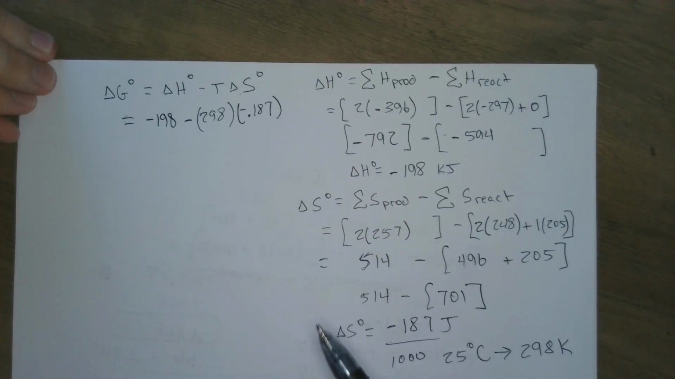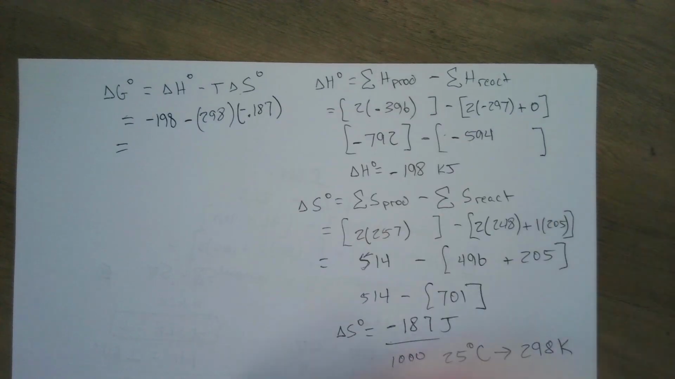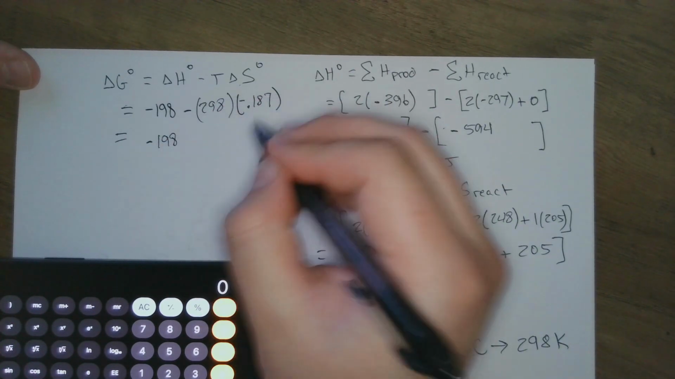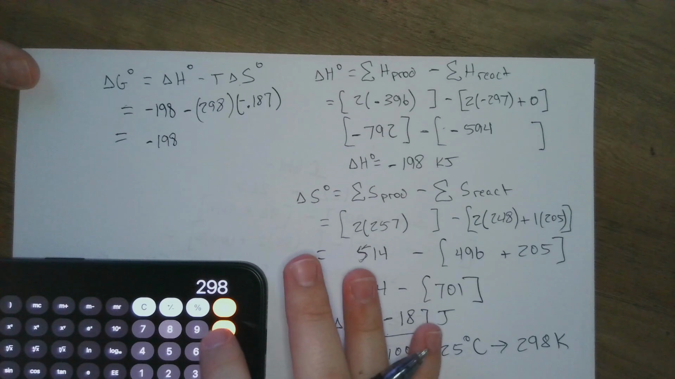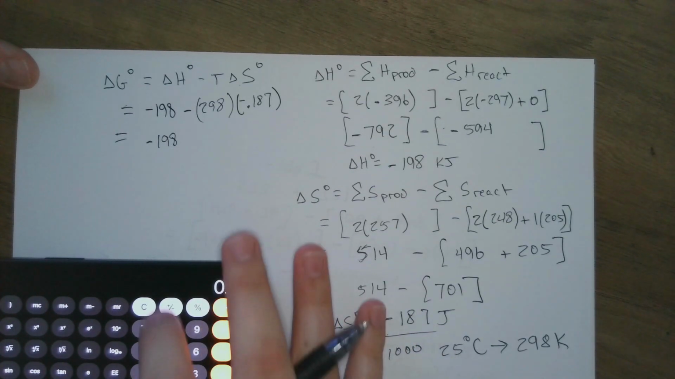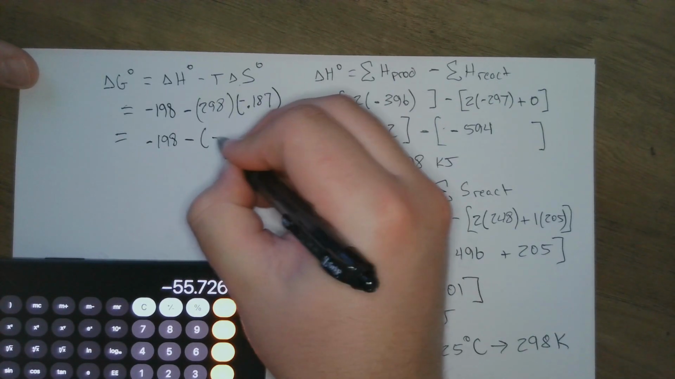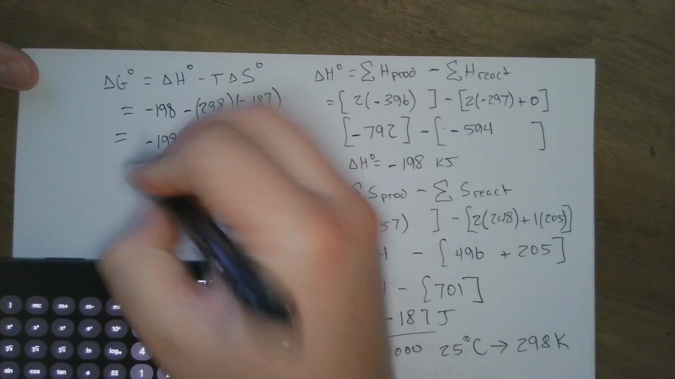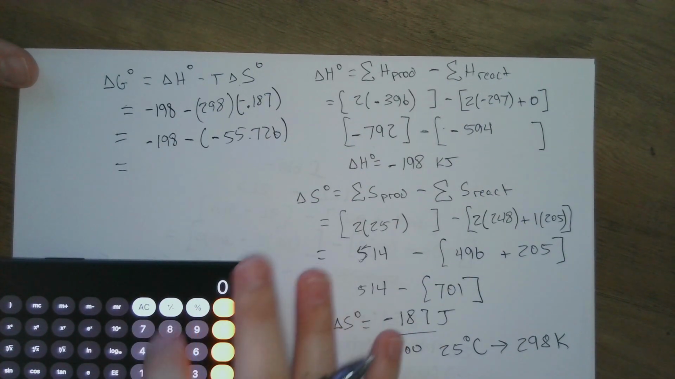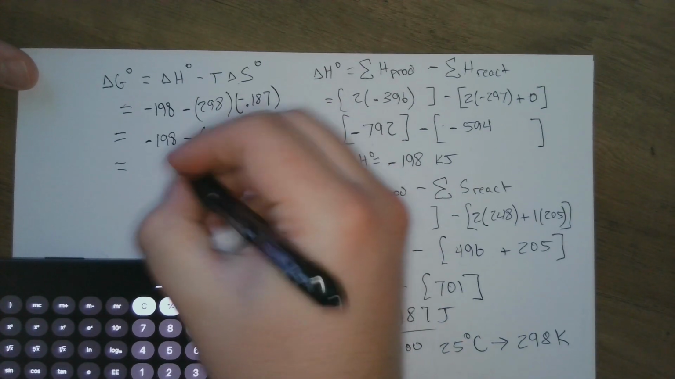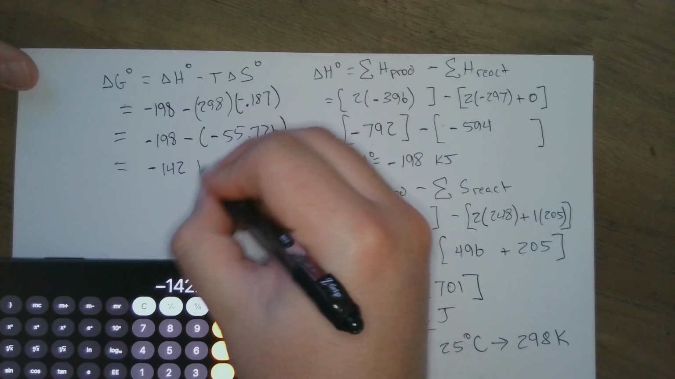So a lot of work to do for this problem, but relatively easy. Just know like a couple of different steps you have to all put together without making any mistakes. So just do it like perfectly, okay? All right. Negative 198. It's going to be minus 298 times negative 0.187. That's going to equal minus negative 55.726, which is really negative 198 plus 55.726 is negative 142 kilojoules.